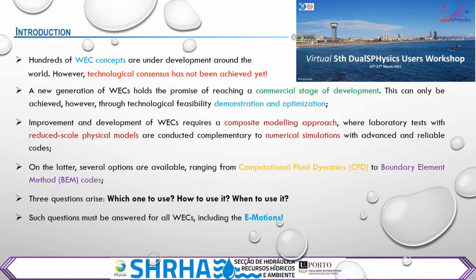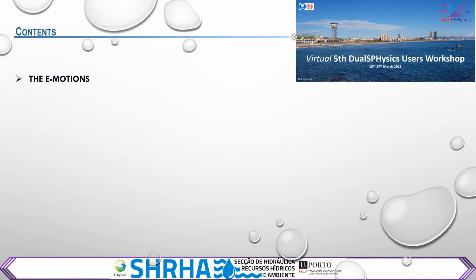Through a composite modeling approach that combines the best of two worlds, physical modeling with numerical modeling. On the latter, you have two big families, let's say: computational fluid dynamics, or CFD, and boundary element method codes, or BEM. Three questions arise here: which one to use, how to use it, when to use it. You have to answer these questions for any WEC, including the Emotions. And the Emotions is what we're going to talk about next.